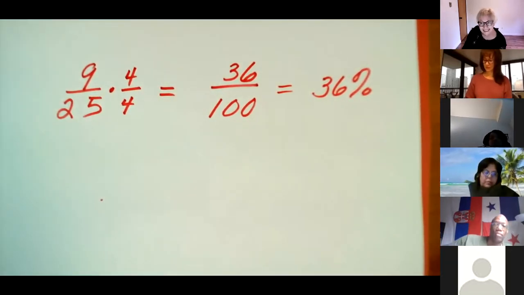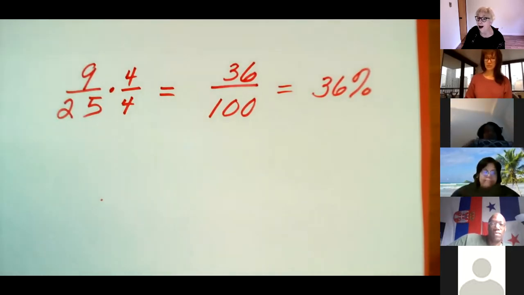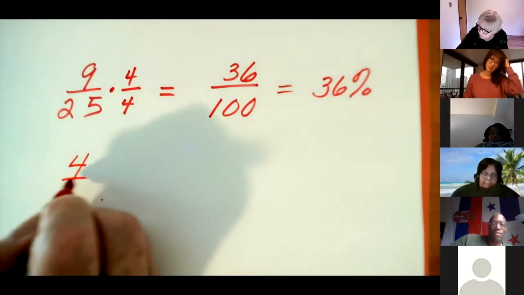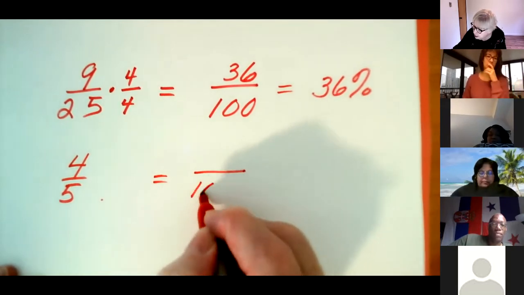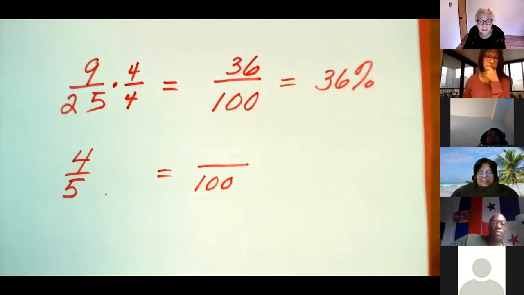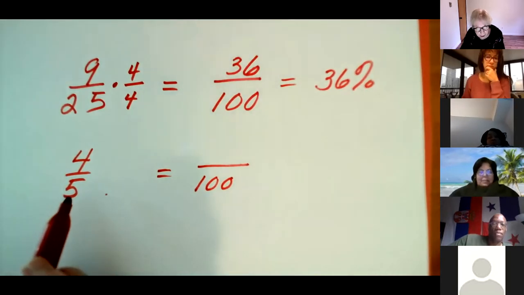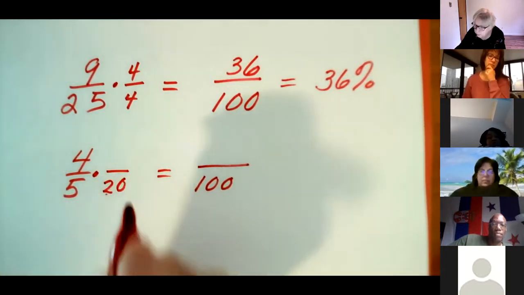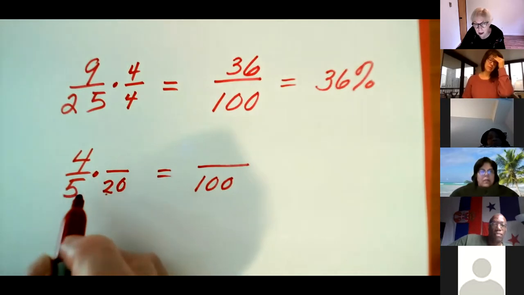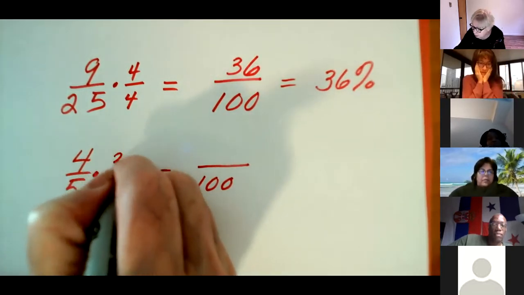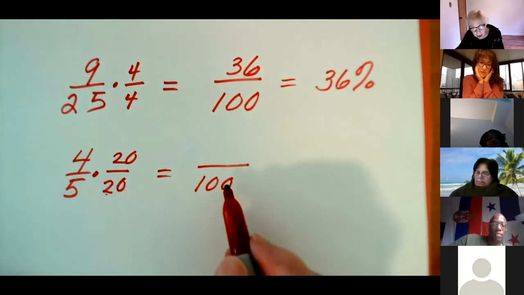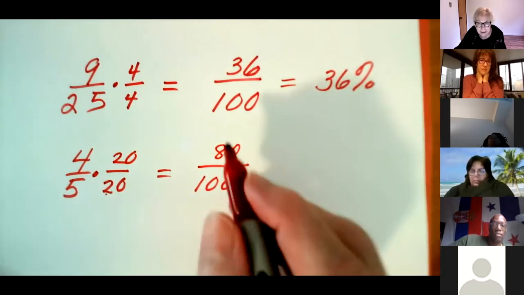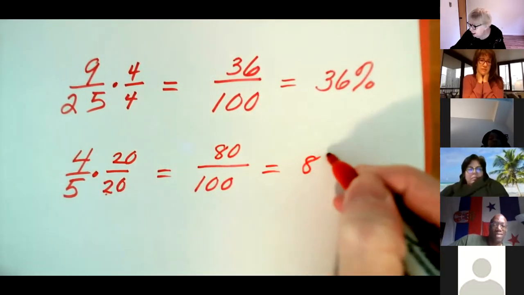Did you like it? Same answer. I like that better. I certainly did. Will it always work? Only when it goes neatly into 100. This one we did earlier, 4/5, does go nicely into 100 by multiplying by 20. So I write it out, and that would be 20 here. So 5 times 20 would be 100. Perfect. 4 times 20 would be 80. You like it? 80%.